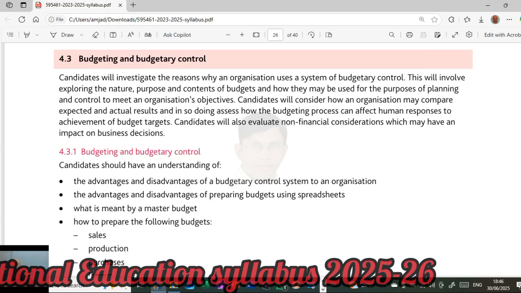So dear friends, welcome, and let us continue with budgeting and budgetary control. This is topic 4.3 from cost and management accounting. Candidates will investigate the reasons why an organization uses the system of budgetary control. This will involve exploring the nature, purpose, and convenience of budgets, and how they are used for the purpose of planning and control to meet an organization's objectives.